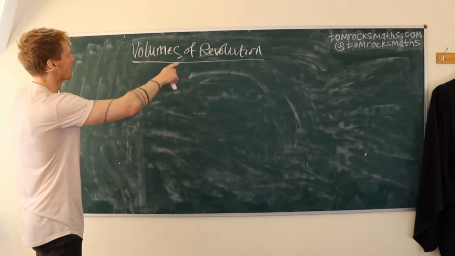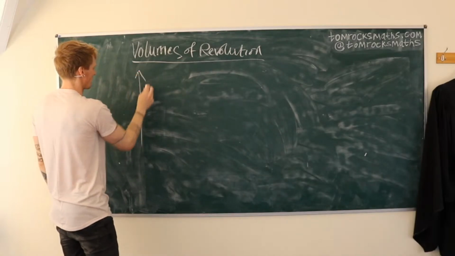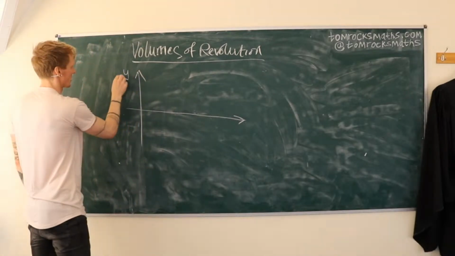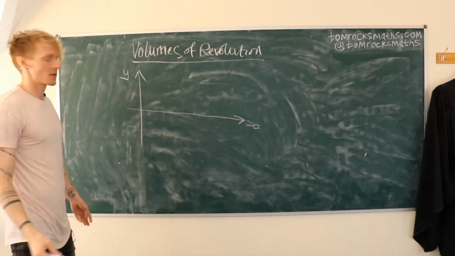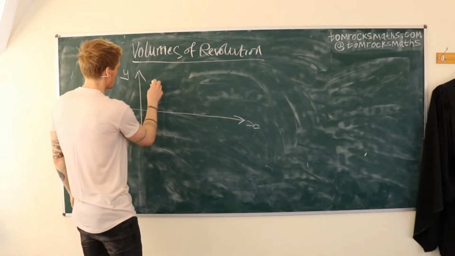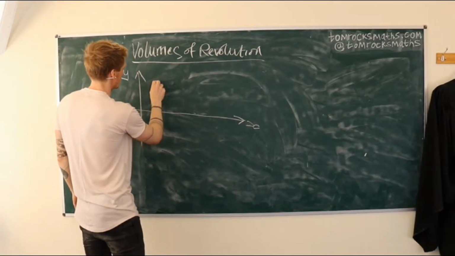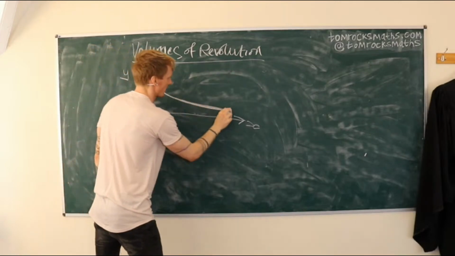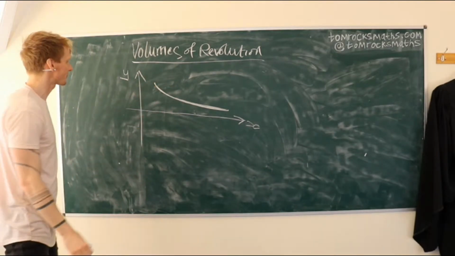Now, the idea here is I'm going to start with a graph of something. So this is my y-axis, and this is my x-axis. And then the idea is I'm going to have y as some function of x. So let's do something I can draw. What if it looks like that? Okay, so there is a function. So this is y as a function of x.